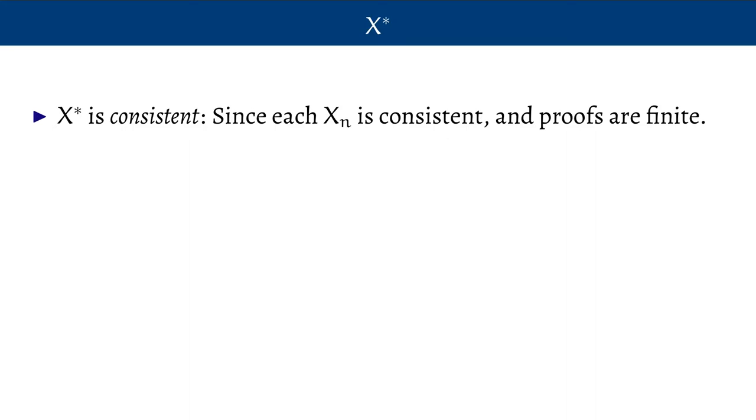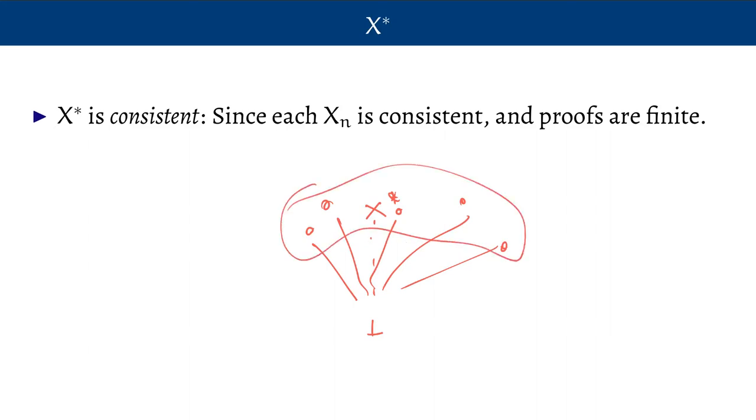So any proof of a contradiction from X star is just going to be some proof that appeals to a bunch of formulas, and it's only going to appeal to finitely many of them. So I just list out all of the formulas that are the assumptions of this proof, and they're all going to have been considered sometime and thrown in. So I could just do the process up until the last one of those was considered. And then that's going to be some Xn along the way. And that is consistent because each of the stages along the way is consistent. So that means the whole thing has got to be consistent too.